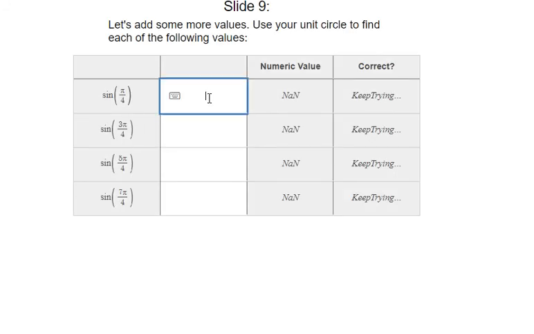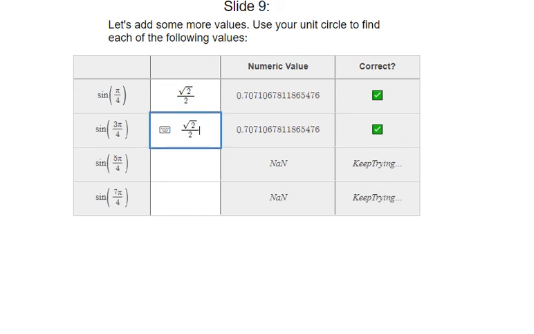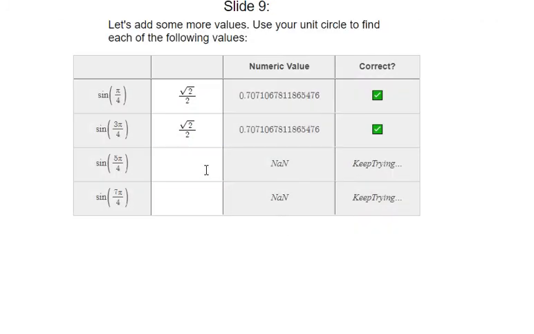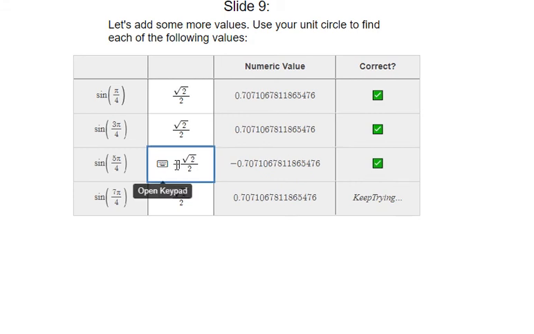So remember, the sine of pi over 4 is square root of 2 over 2. I'm just going to copy that because sine of 3 pi over 4 is also square root of 2 over 2, right? Square root of 2 over 2, square root of 2 over 2, and then this is negative root 2 over 2, negative root 2 over 2. I'm just going to copy paste to all these and put the negatives in front after.